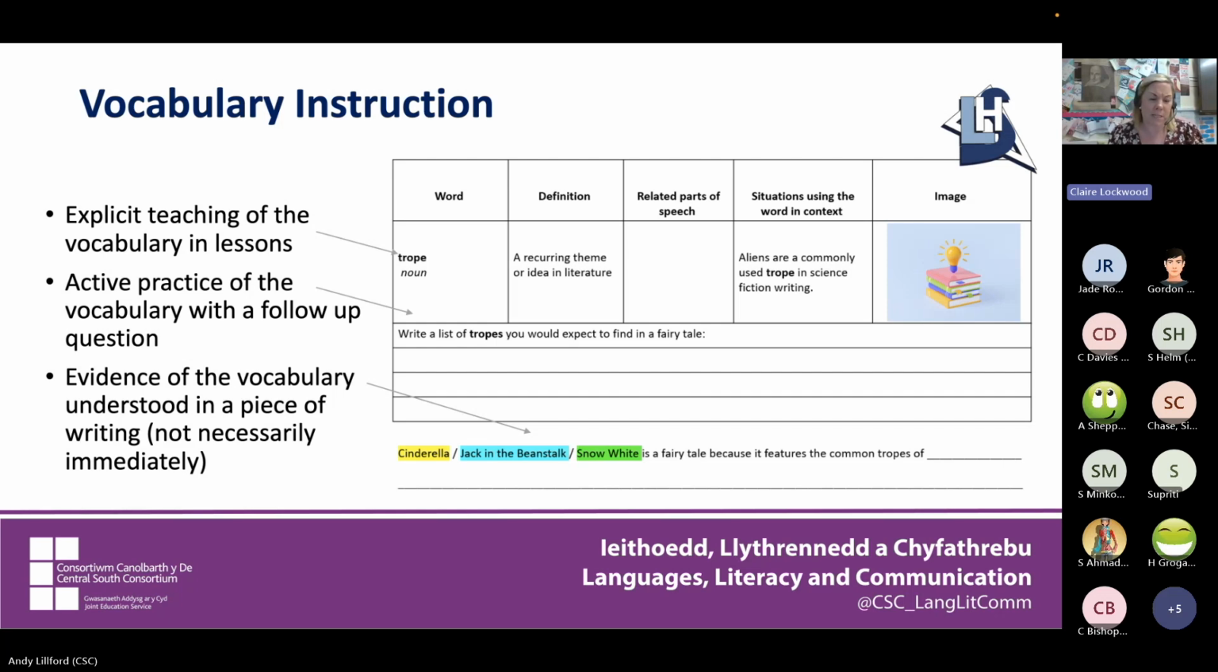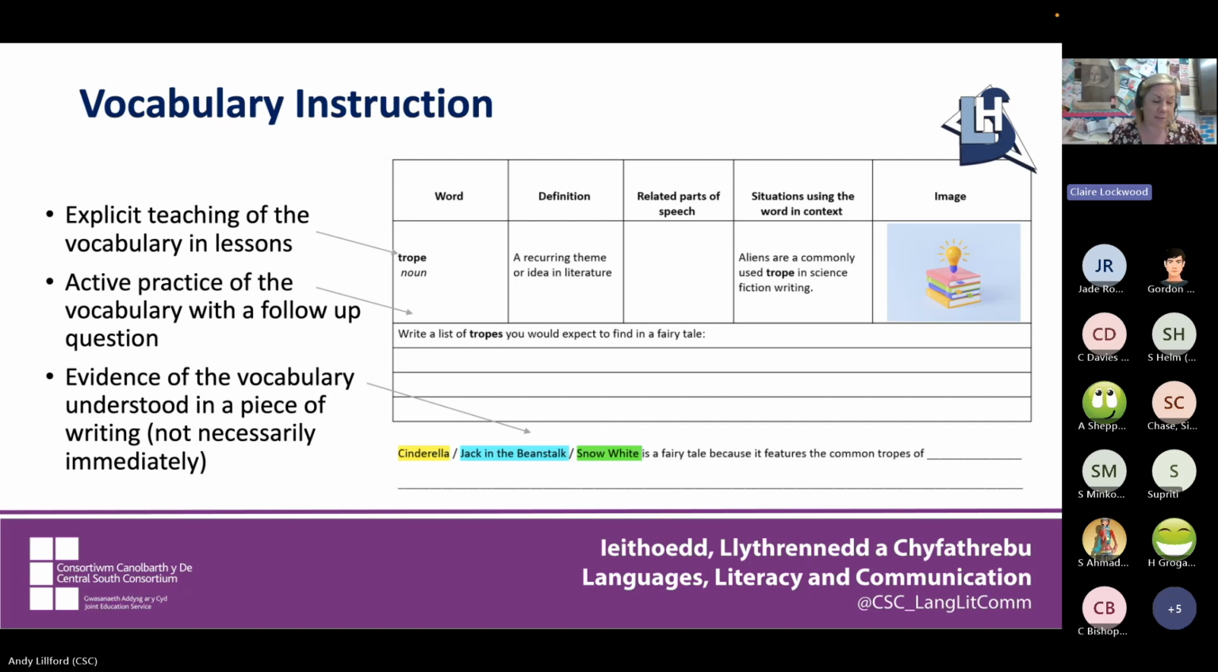I did this the other day with my year 9 students. We covered the words objectification and misogyny. And then I gave them merits if they're able to use them accurately within their work without me explicitly instructing where they should be used. And we do this a lot.